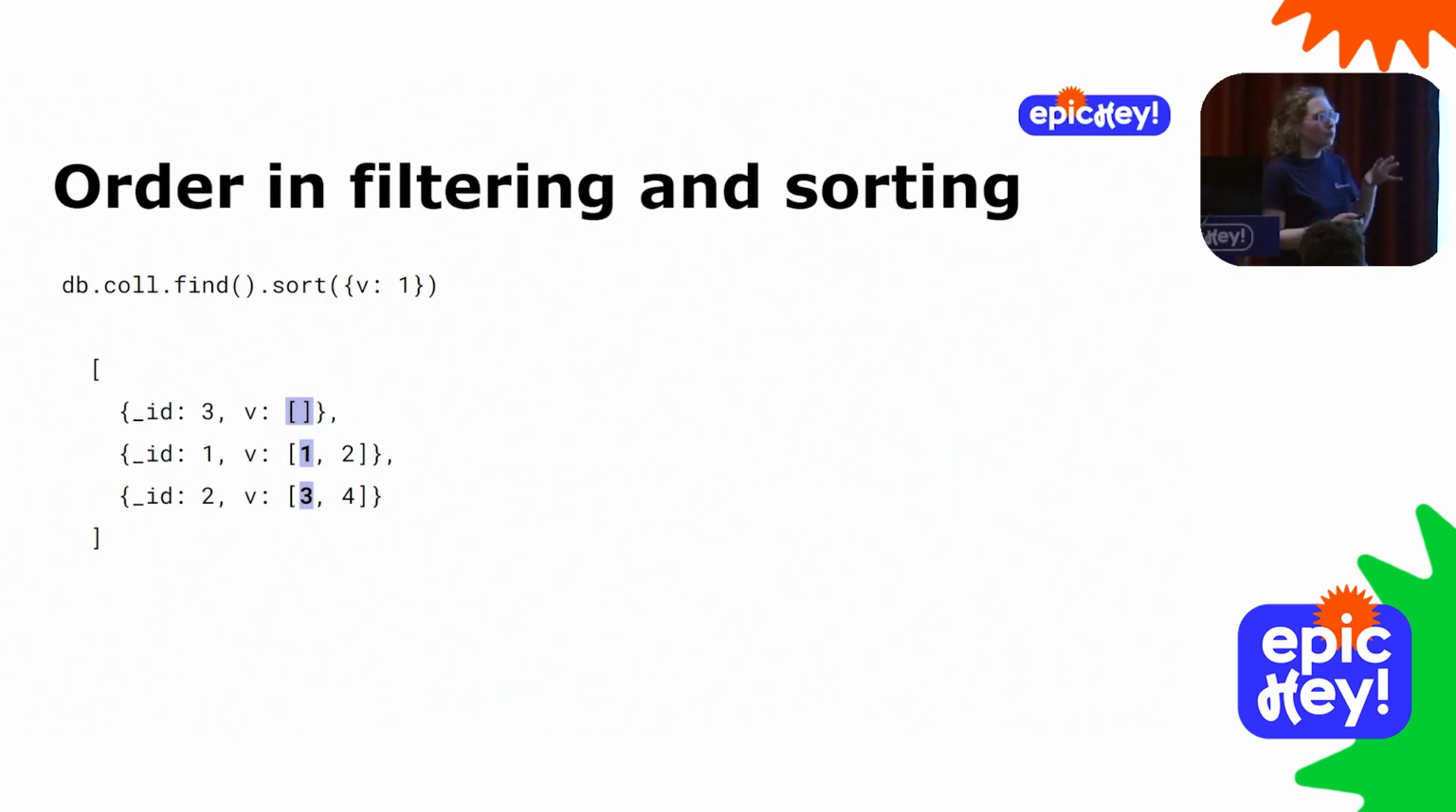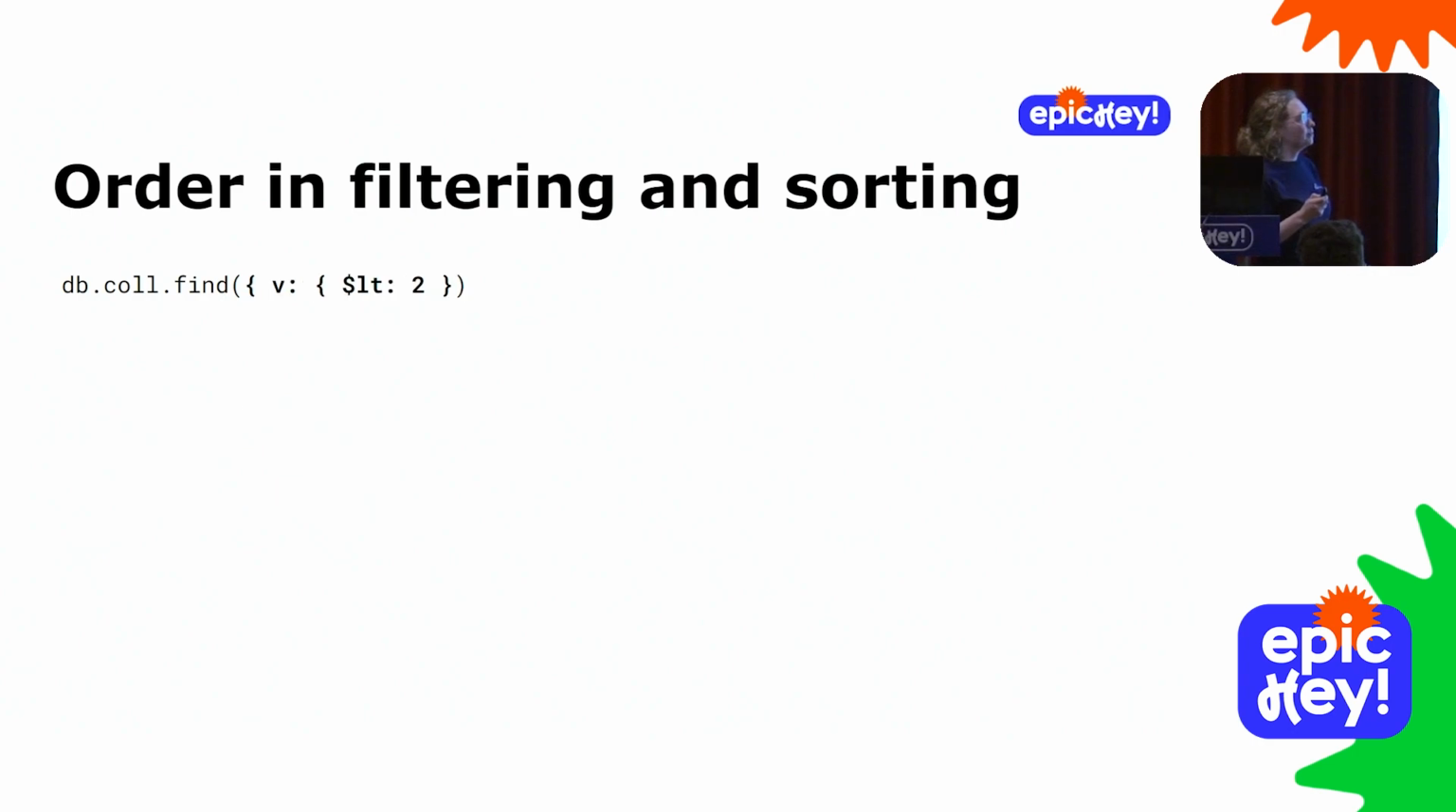The empty array will be first. Then we have an array of elements 1, 2, and then an array of elements 3, 4. That's because the logic is the following: an empty array is always less than a non-empty array, and in a non-empty array we choose the minimal element, and the minimal element will be used for sorting. So, to remember: an empty array is always less than a non-empty array, and then we order them by natural order of the minimal element of the array.